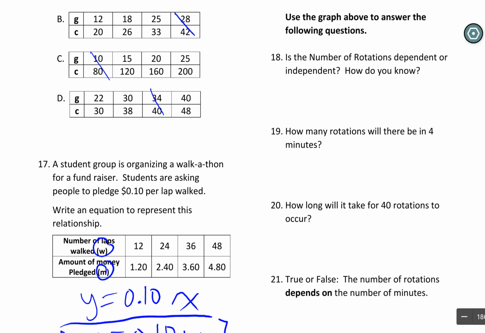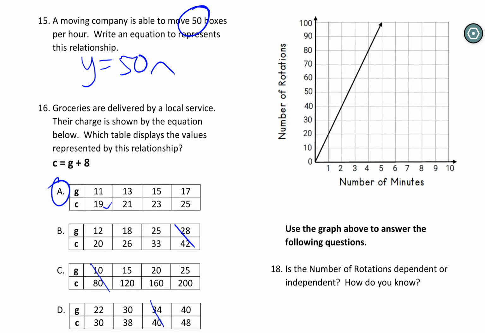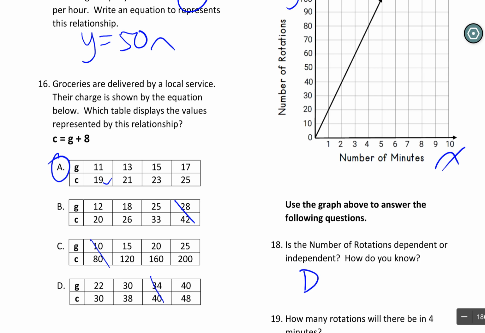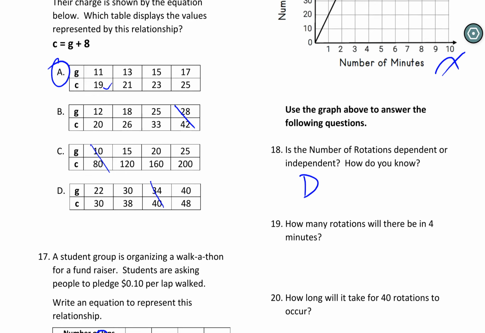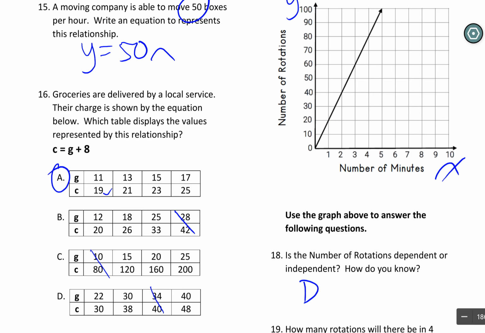Questions number 18 through, looks like all the rest of them are going to depend on this graph here. So, is the number of rotations dependent or independent? How do we know? Well, rotations is on my y-axis, minutes is on the x-axis. So because it's on y, it's going to be dependent, because the y-axis is dependent. How many rotations will there be in 4 minutes? So I look here, 4 minutes. And then there is 80 rotations.